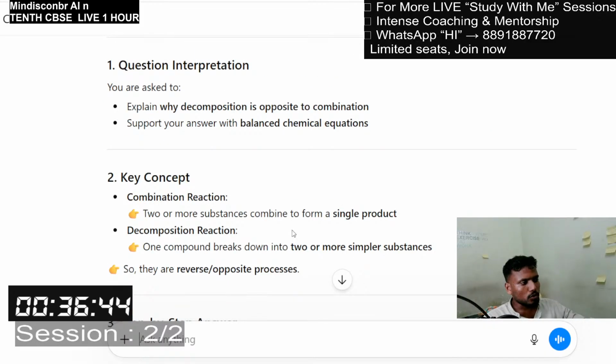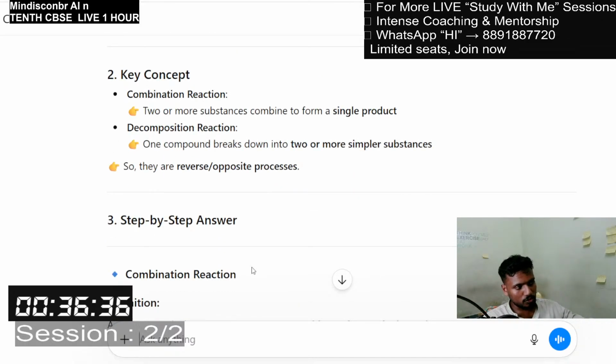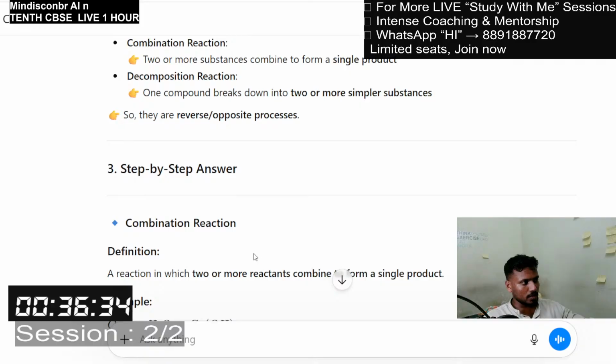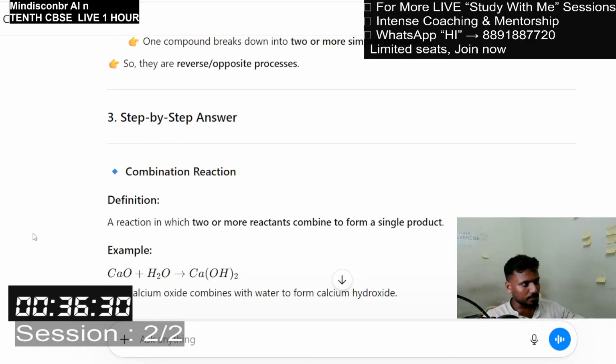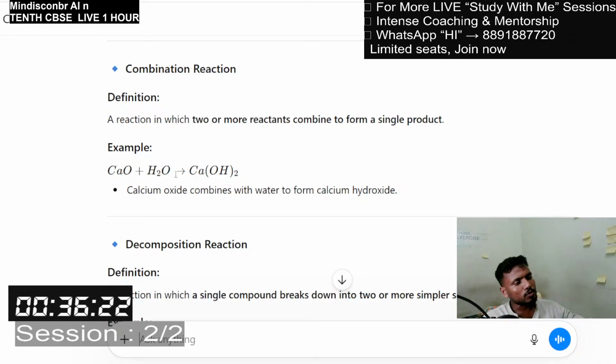In a combination reaction, two or more substances combine to form a single product. And in a decomposition reaction, one compound breaks down into two or more simple substances. So, they are reverse or opposite processes. Step by step answer. Combination reaction: a reaction in which two or more reactants combine to form a single product. Example, calcium oxide plus H2O gives Ca(OH)2. Calcium oxide combines with water to form calcium hydroxide.